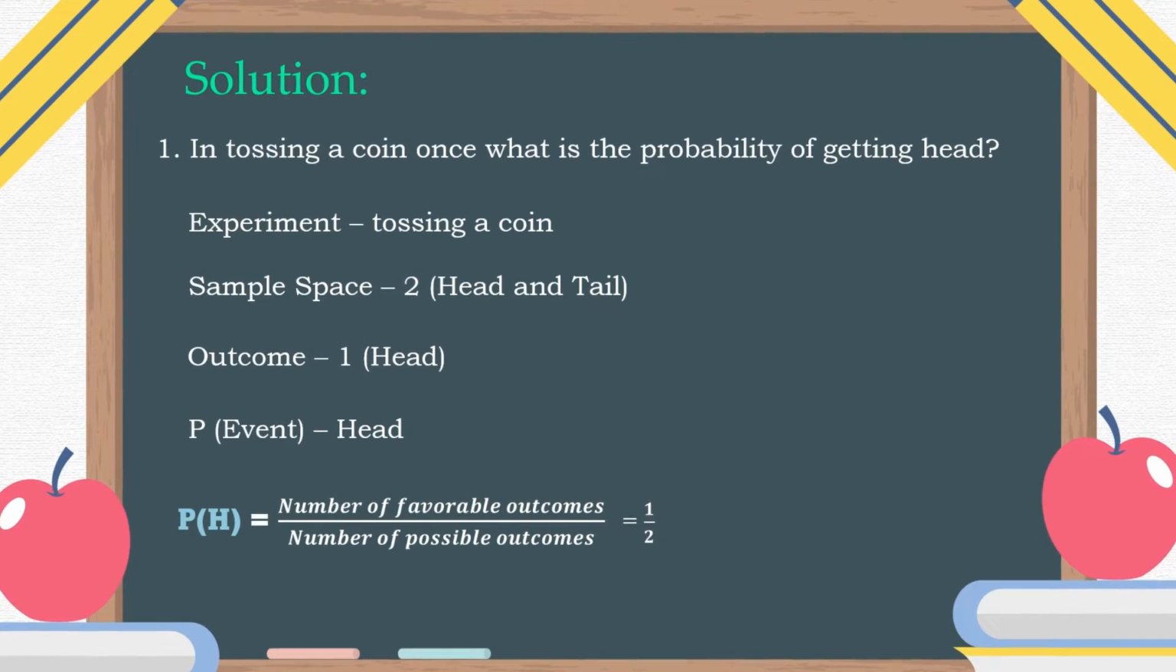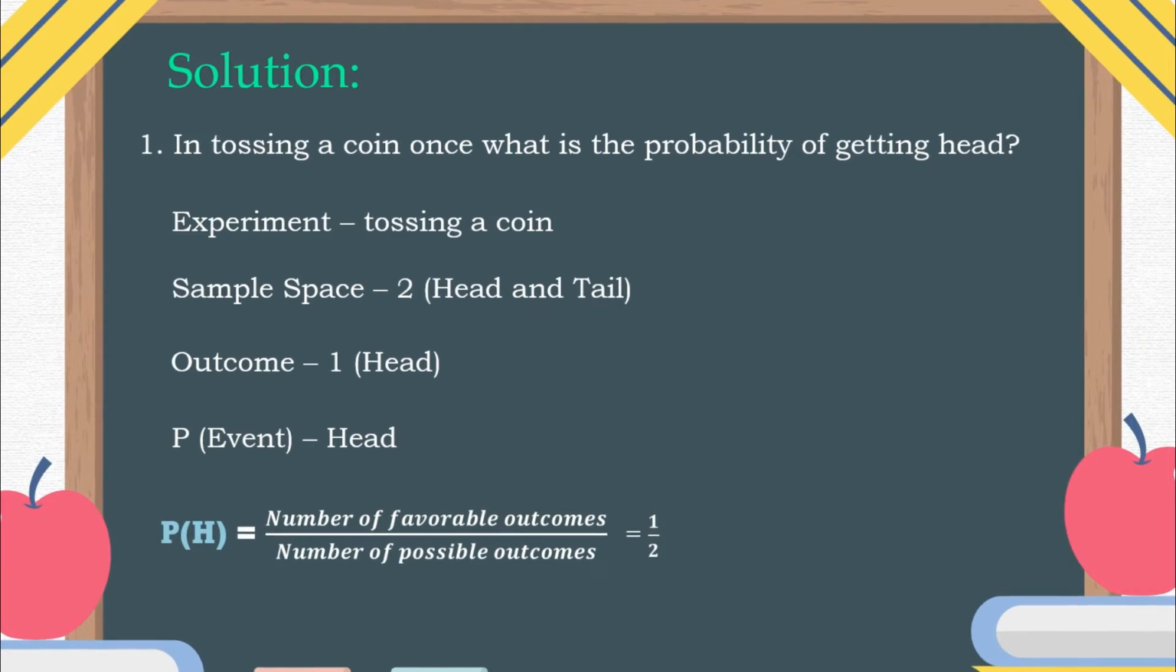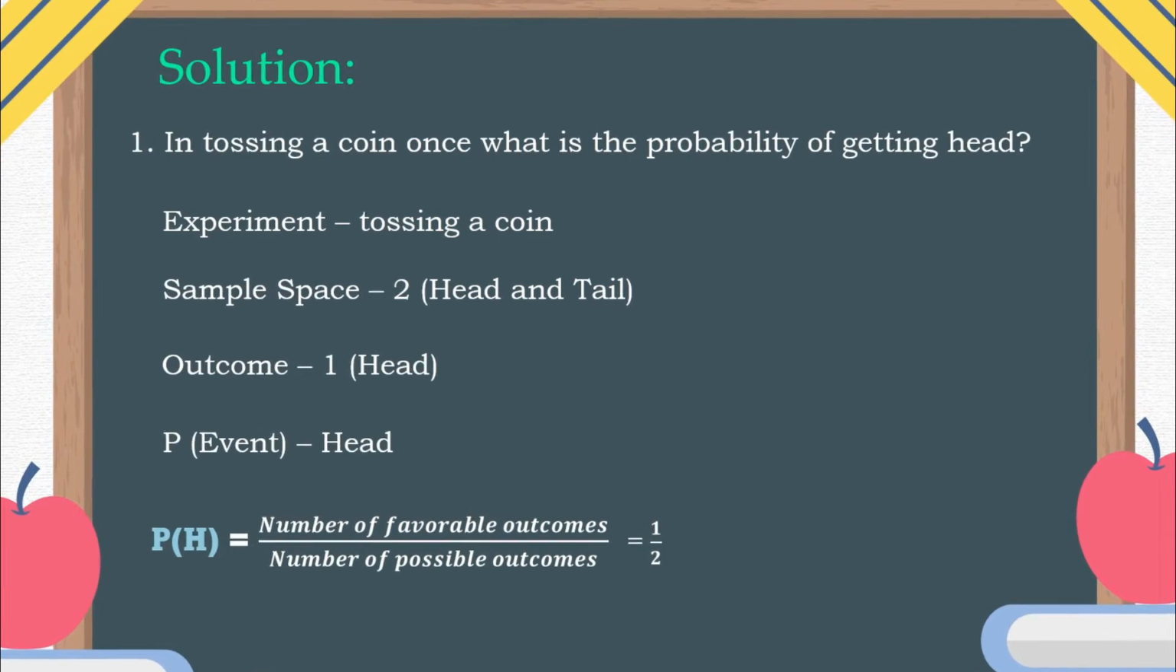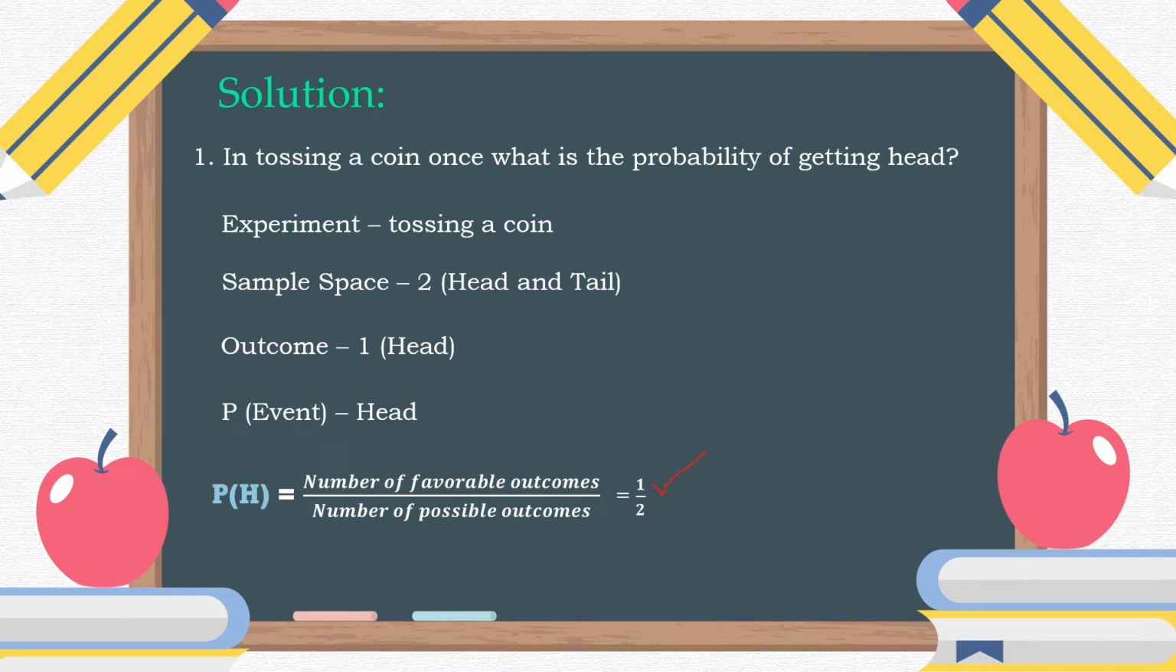So, ilan ba yung favorable outcomes natin? So, ang favorable outcomes natin is head. So, ilan ba yung head sa coin? So, we only have 1. So, how about the number of possible outcomes? So, how many possible outcomes? So, we have 2, the head and the tail. Okay, so the answer is 1/2 or 1 over 2. So, the probability of getting head is 1/2.